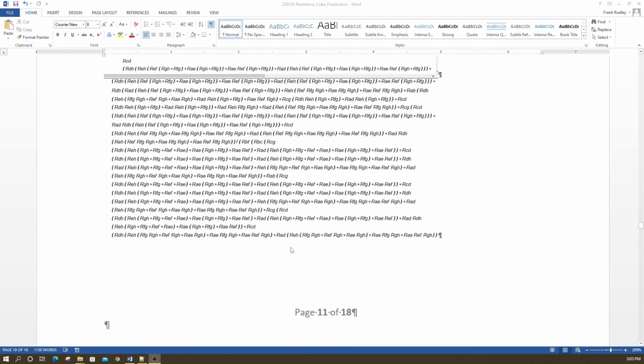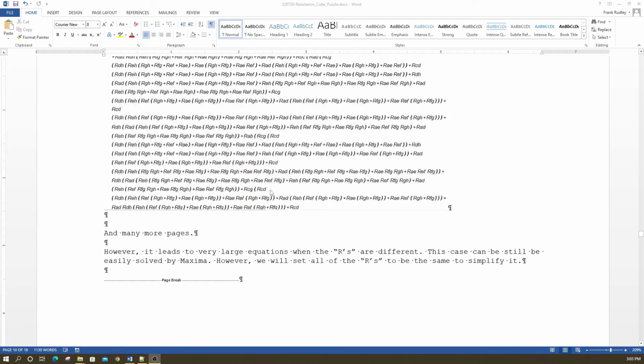But anyway, you get pages and pages of equations with all these resistances, and many more pages. I'm not going to go through this. However, when you do this, it leads to very large equations when the R's are different. But with Maxima, I believe you could solve these. It might be best to start plugging them in. If you had maybe one of them you wanted to vary, that might be a better case to look at, like have them all the same and vary one. That might be one to look at.